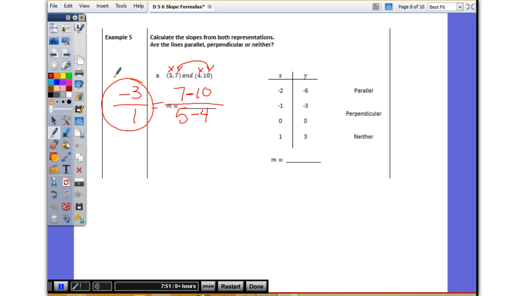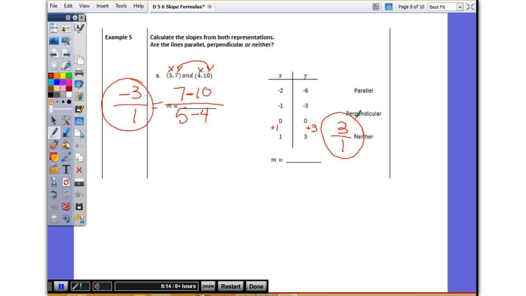Over here, you can do the pattern. What did you have to do from 0 to get to 3? You added 3, right? What did you have to do from 0 to 1? Add 1. So you put your y on the top, 3 over 1. So your slope is 3, or 3 over 1 for the table.